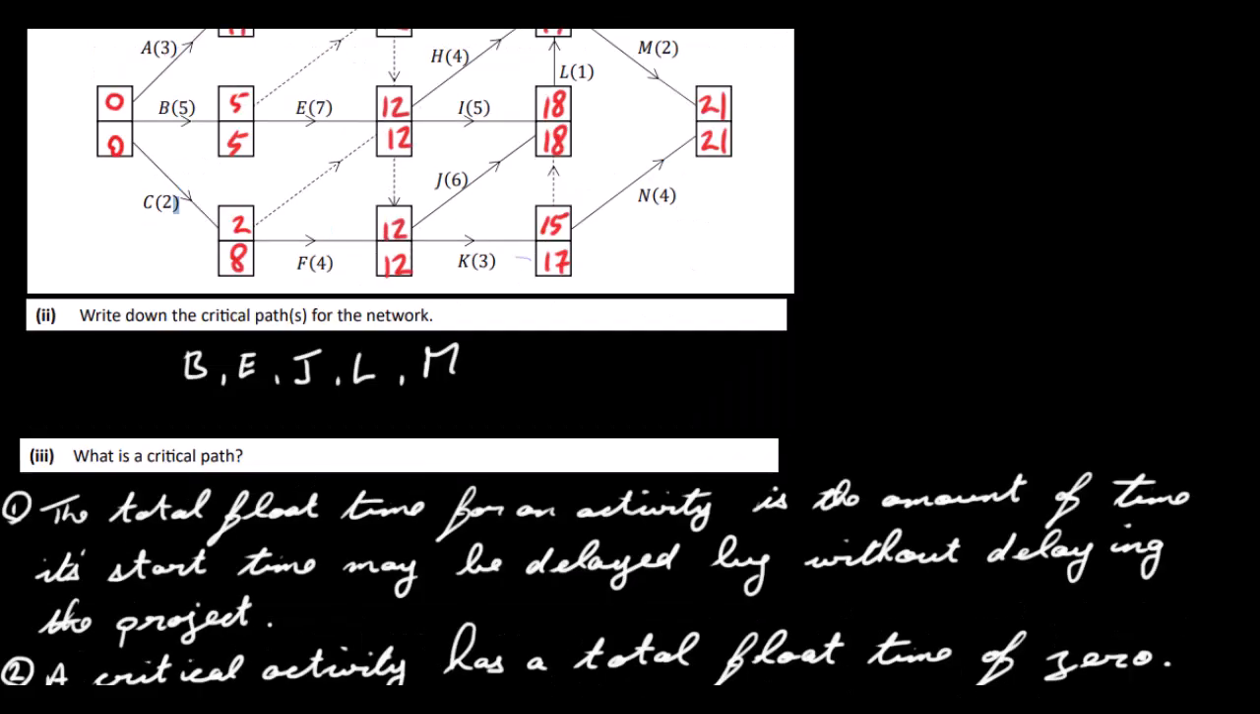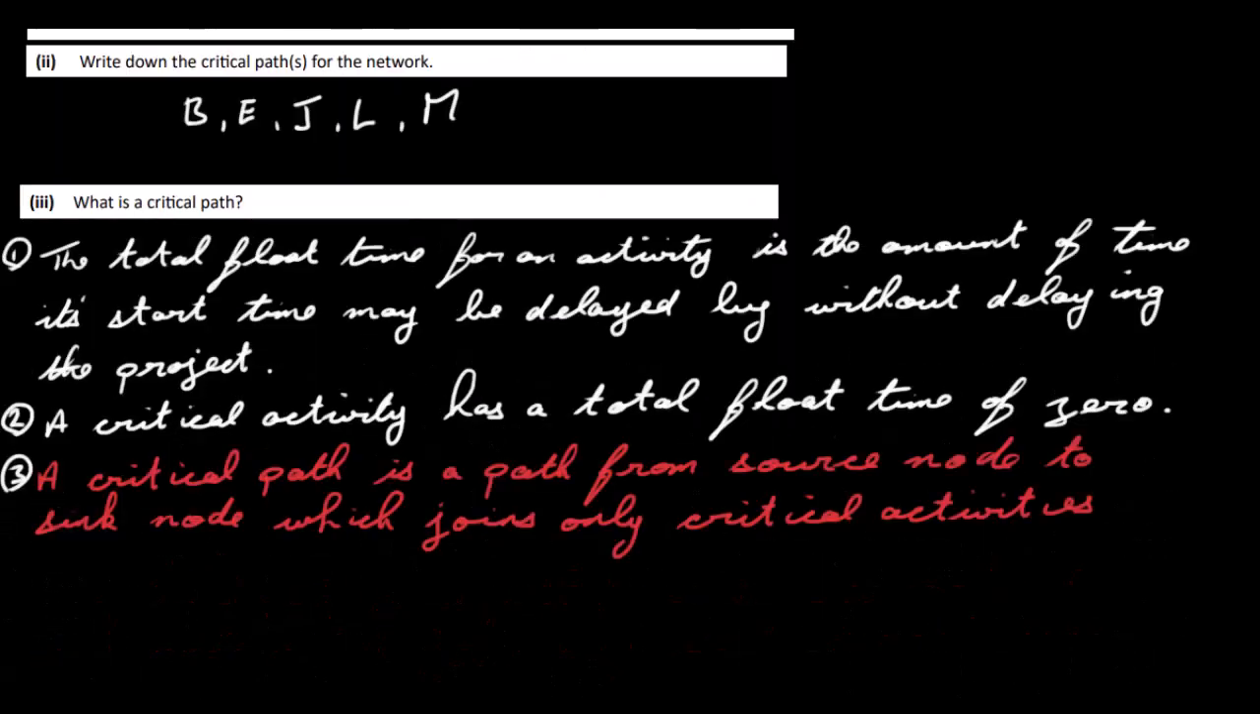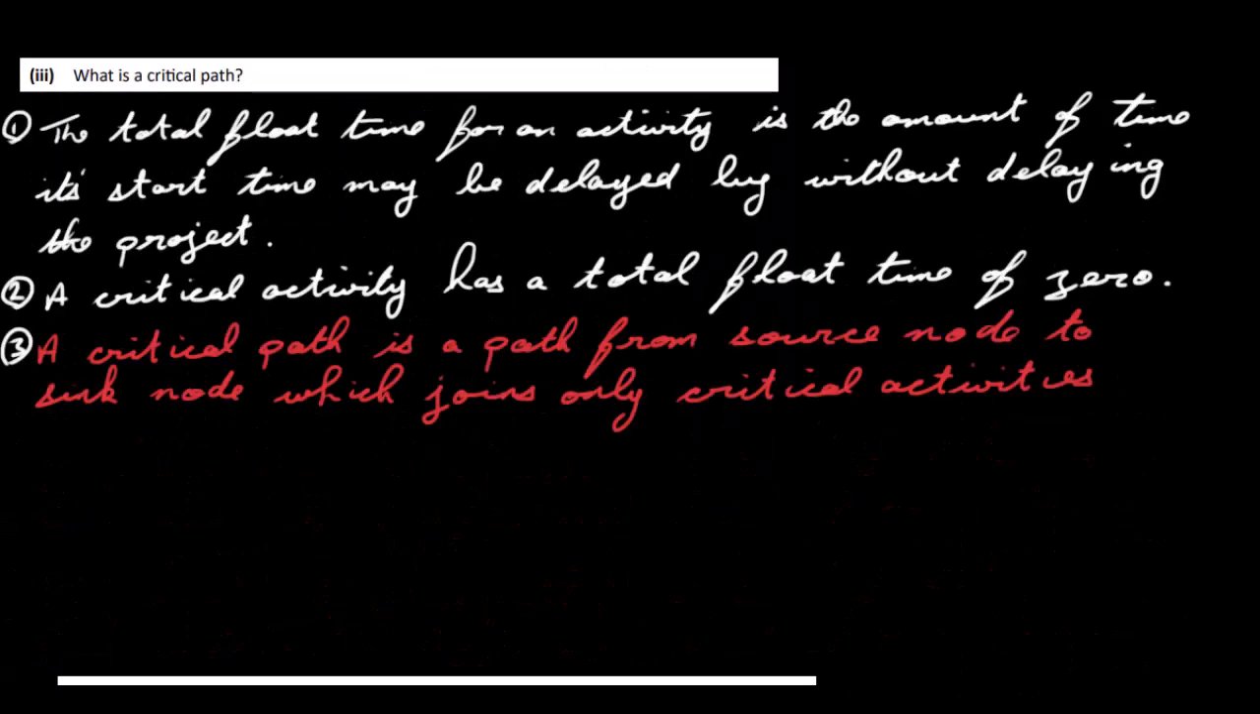Okay, let's have a look at the next question. What is a critical path? Okay, I've kind of overdone this a little bit. I've just written down the definition for a total float, a critical activity, and then in red here the actual answer to the question. So you only really need to do part 3 here in the exam.